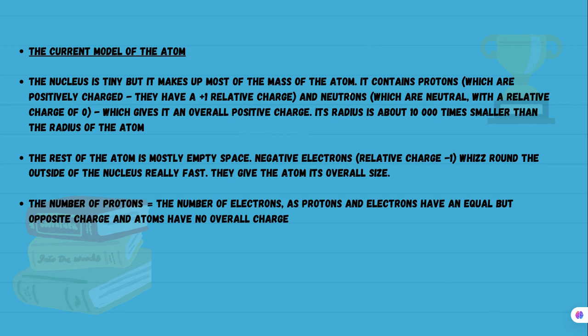Negative electrons, relative charge -1, whiz round the outside of the nucleus really fast. They give the atom its overall size. The number of protons equals the number of electrons, as protons and electrons have an equal but opposite charge and atoms have no overall charge.